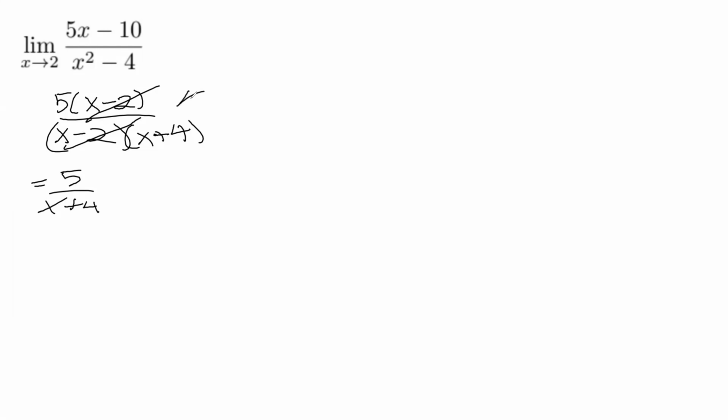This will eliminate the problem of this function not existing at x equals 2, since now we don't have to worry about that. So our answer will simply be 5 over 2 plus 4, which is equal to 5 over 6. So now you may be wondering that this function does not exist at x equals 2, so how can we just find an answer for a discontinuity, right?